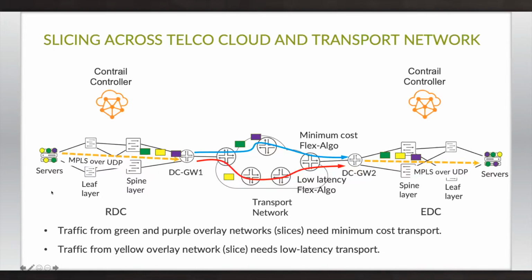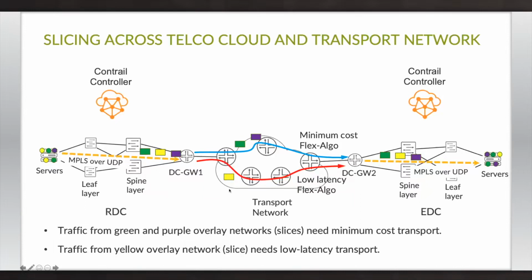And so each of these colored blobs represents a different slice, a different tenant on this 5G network. And each slice, by the nature of the traffic it's carrying, has different transport requirements. And so in particular, in this example, traffic from the green and purple slices need minimum cost transport once they reach the core, the minimum monetary cost transport, which is the blue flex algo, while traffic from the yellow slice, that's carrying latency sensitive traffic.